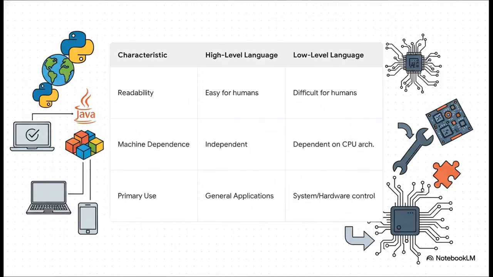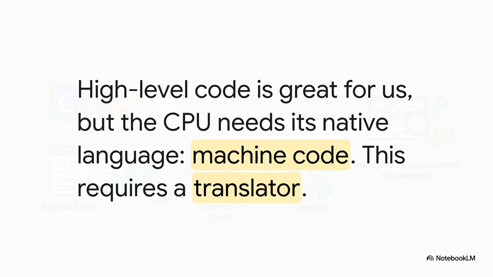Okay, so let's really get into the nitty-gritty here, the stuff you absolutely need to remember. High-level languages, think Python, think Java, are designed to be easy for us to read and write. A huge plus is that they're machine independent, so your code can run on lots of different computers. But low-level languages like assembly code, they're pretty cryptic to look at, and they are completely tied to one specific type of CPU. You'd use them for super specialized things, like writing device drivers where you need total control over the hardware.